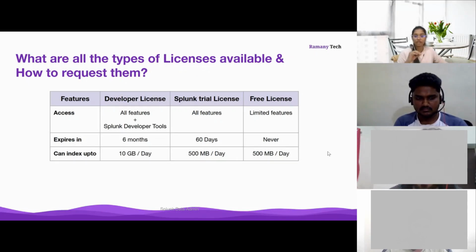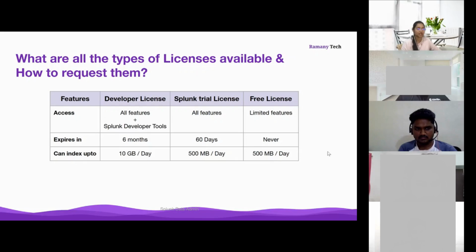When we are downloading Splunk, by default you will have the Splunk trial license. It will enable access to all the features for the first 60 days, and it can index up to only 500 MB of data. So this is the trial license, Abhishek, which you were asking about.